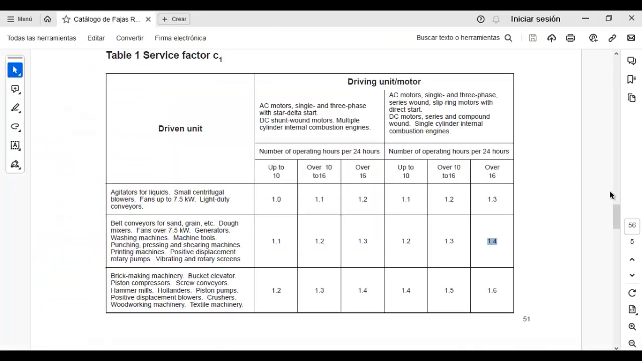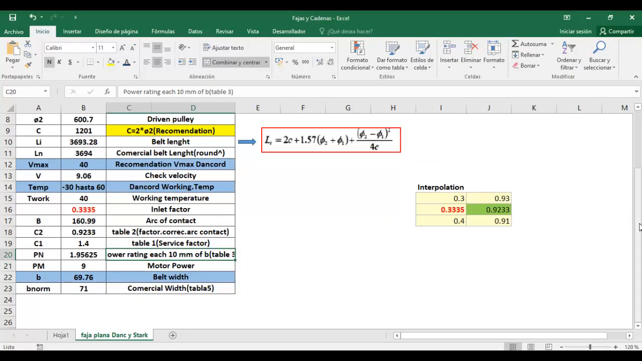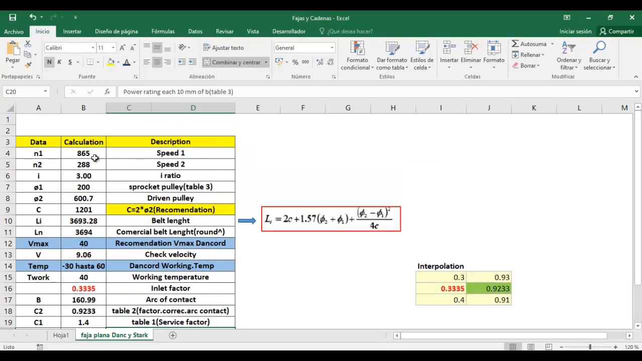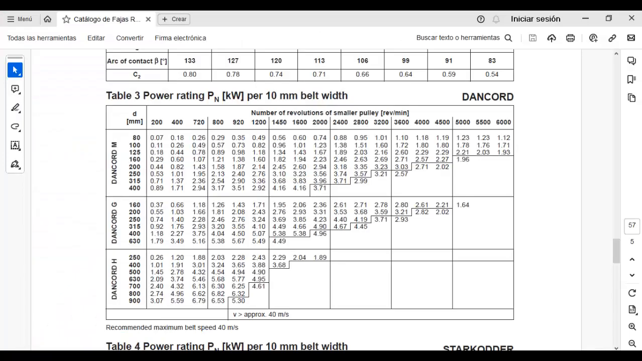We have another table that is table 3, and we are here. We have the power rating that we should check. So we have different revolutions. As you can see, we have 65 and 288. We have the different power rating. So we should put here number of revolution, we are here for 200.